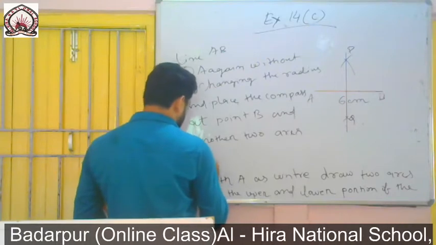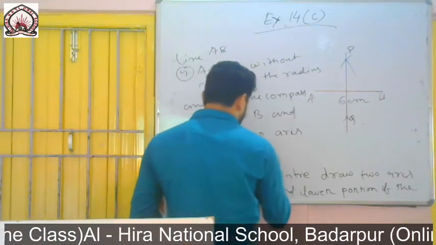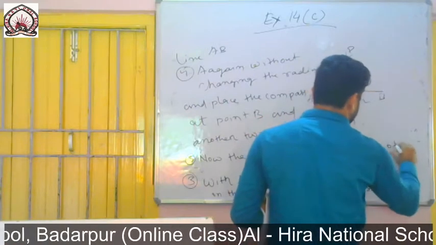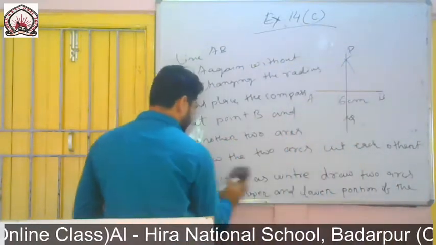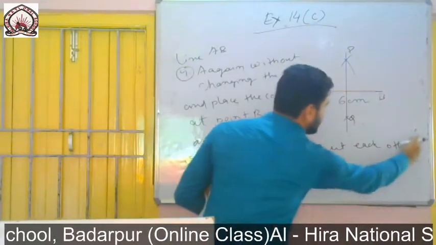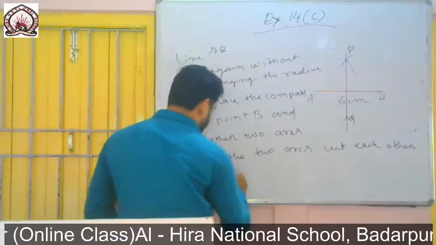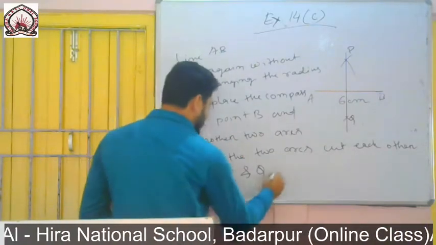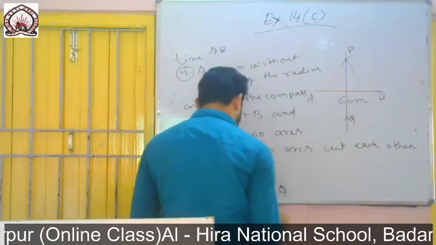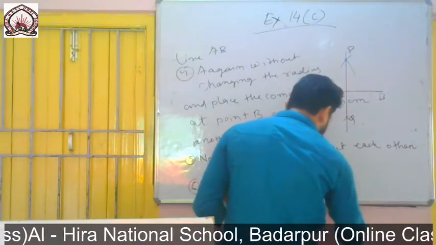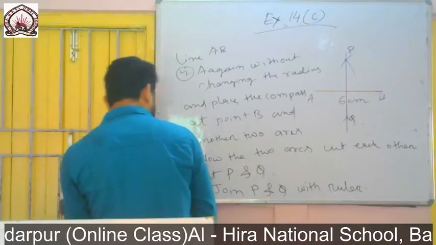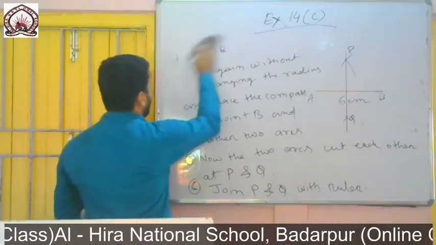Number 5, now the 2 arcs cut each other at P and Q. Number 6, join P and Q with ruler.